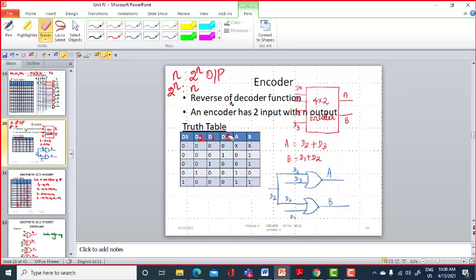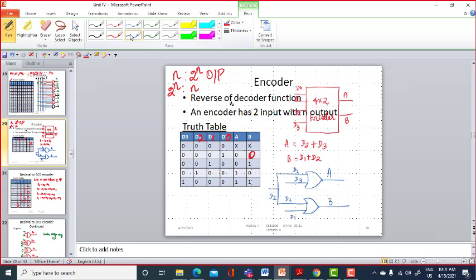So, if D0 is 1, your input should be 0 0. And if D1 is 1, input is 0 1, and if D2 is 1, your AB output, it should not be input, AB output is 1 0, and if D3 is 1, you have 1 and 1.